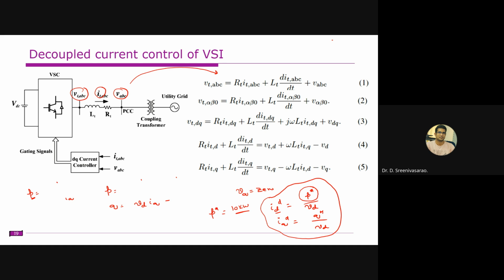Similarly, if you want to control the DC link voltage, if your objective is to control this voltage, then again you need to control the ID value. The first thing is that you need to regulate this voltage at a certain value. So this is your VDC reference, and this is your VDC actual, and you have one PI controller here, and this gives you the ID star.